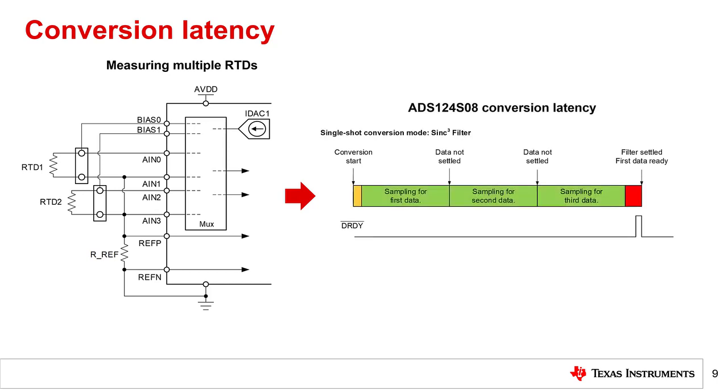For any specific delta sigma ADC, the total conversion latency is often comprised of multiple components. This conversion latency diagram is from the datasheet of the ADS124S08, a 24-bit 13-channel delta sigma ADC that is commonly used for RTD measurements. These components, as well as additional factors that can affect conversion latency, are discussed on the next slide.